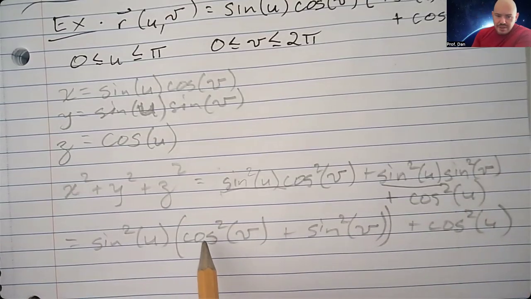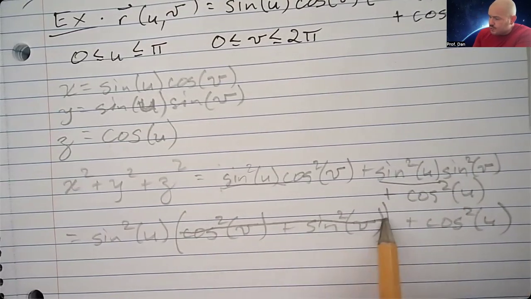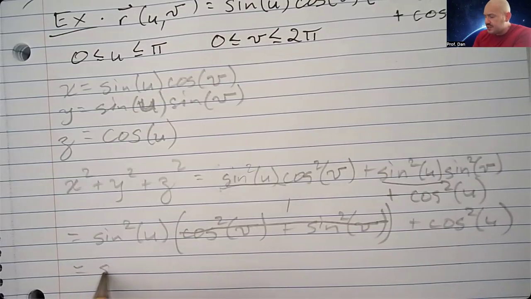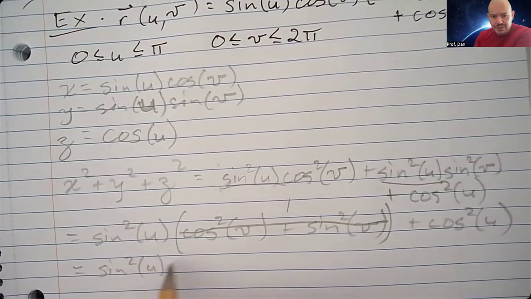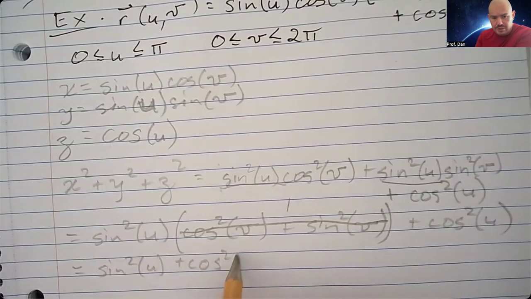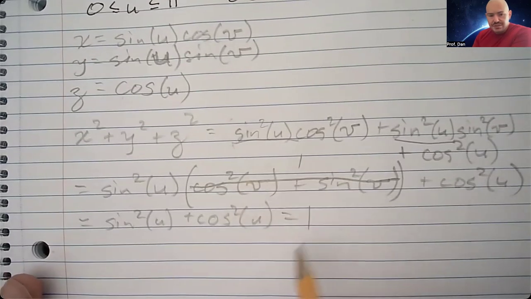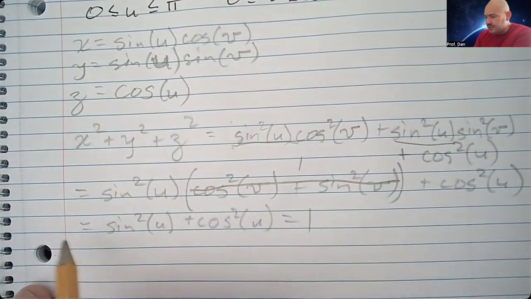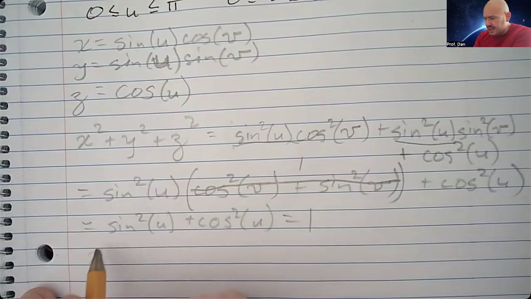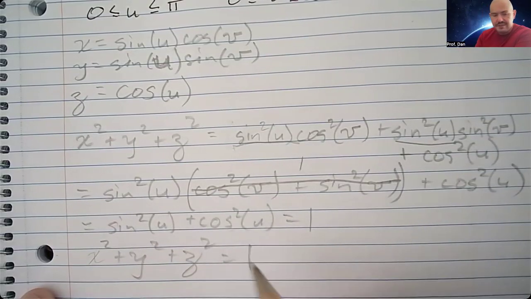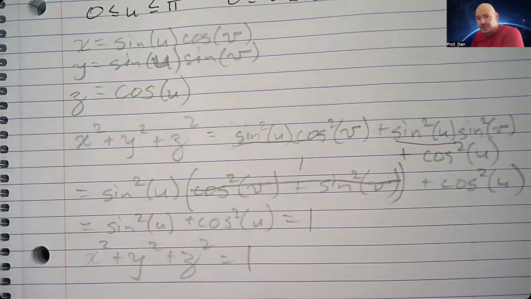So we know that cosine squared v plus sine squared v gives us 1, Pythagorean identity. That's going to leave us with sine squared u plus cosine squared u, which, guess what, is also equal to 1. So by doing that, we've shown that these parametric equations can also be written as x squared plus y squared plus z squared is equal to 1. That gives us the equation of a sphere centered at the origin with a radius of 1, also known as the unit sphere.